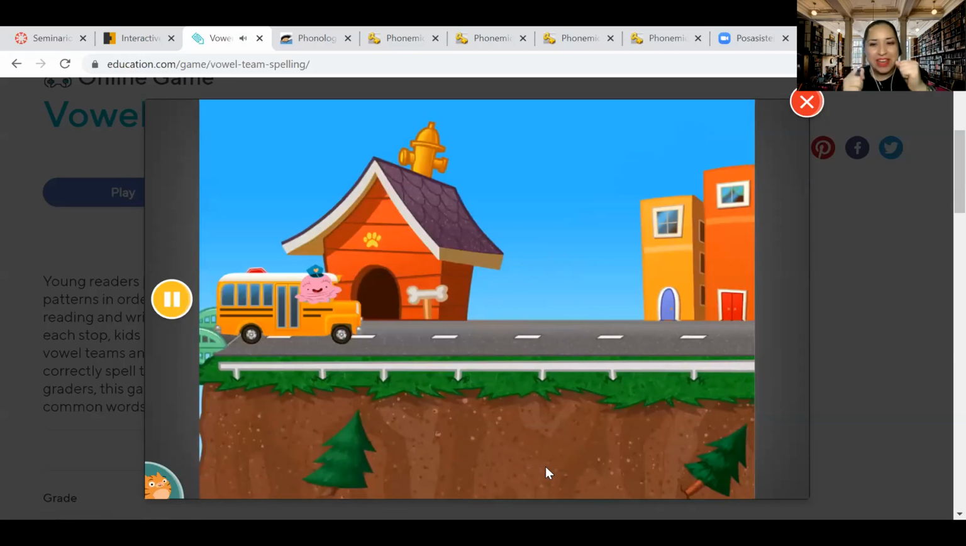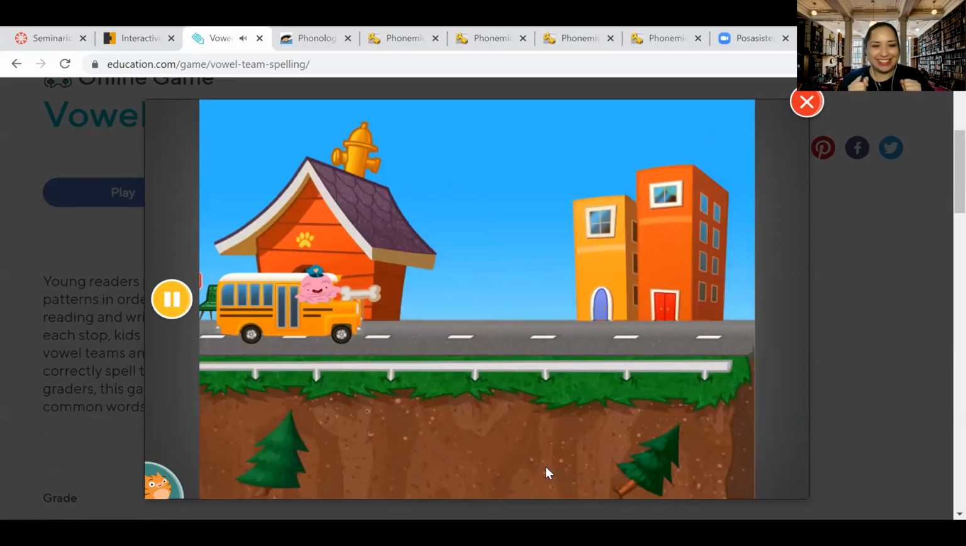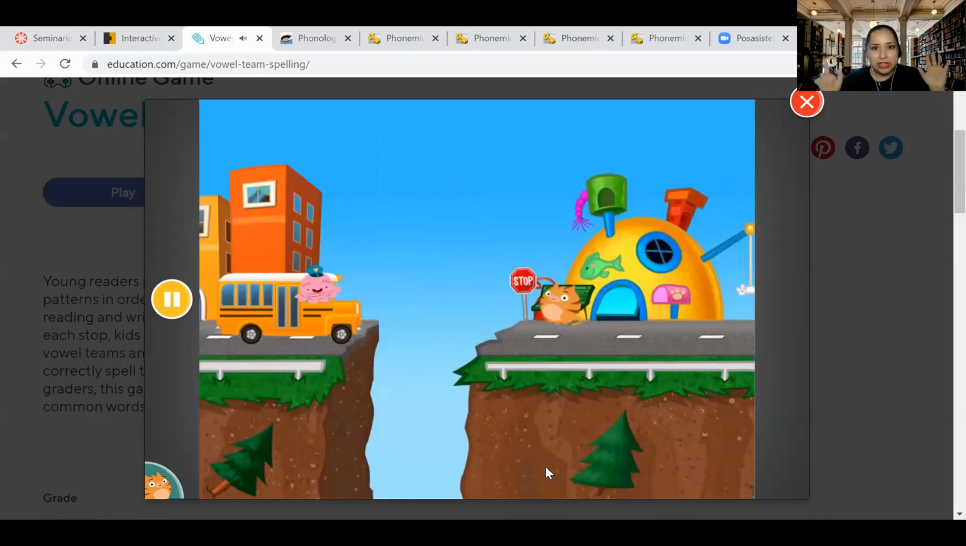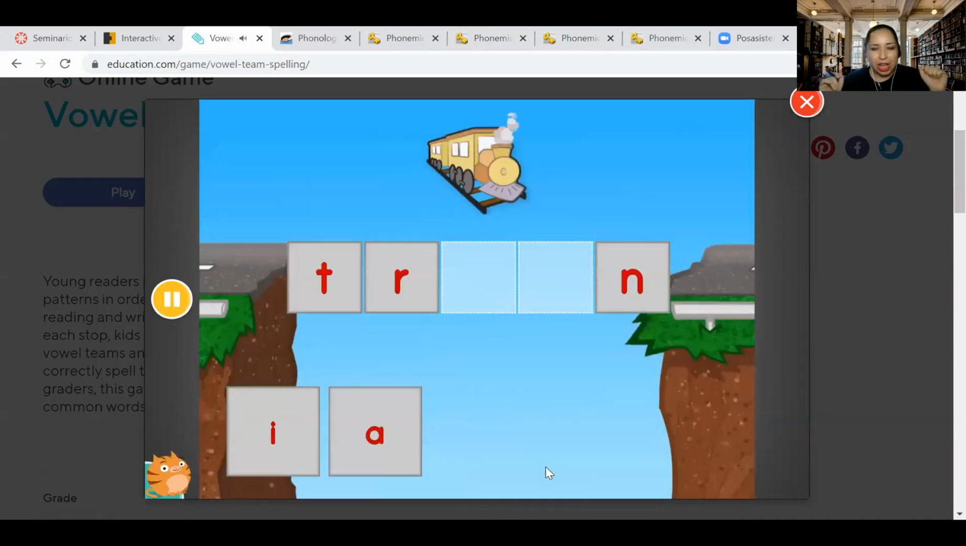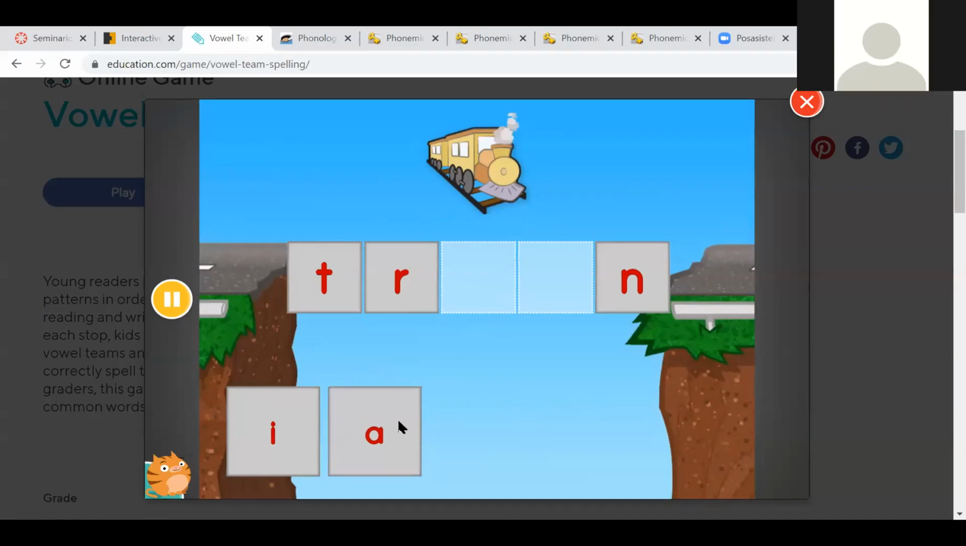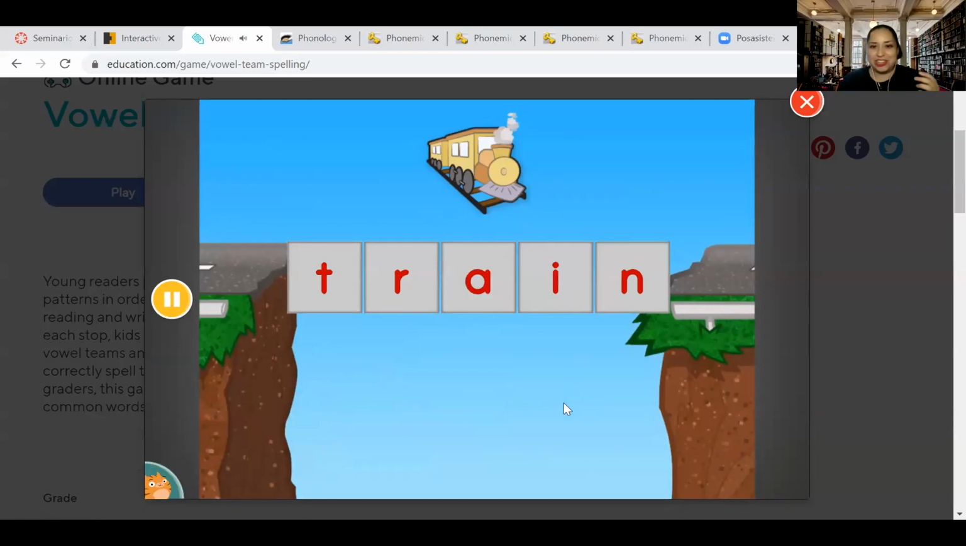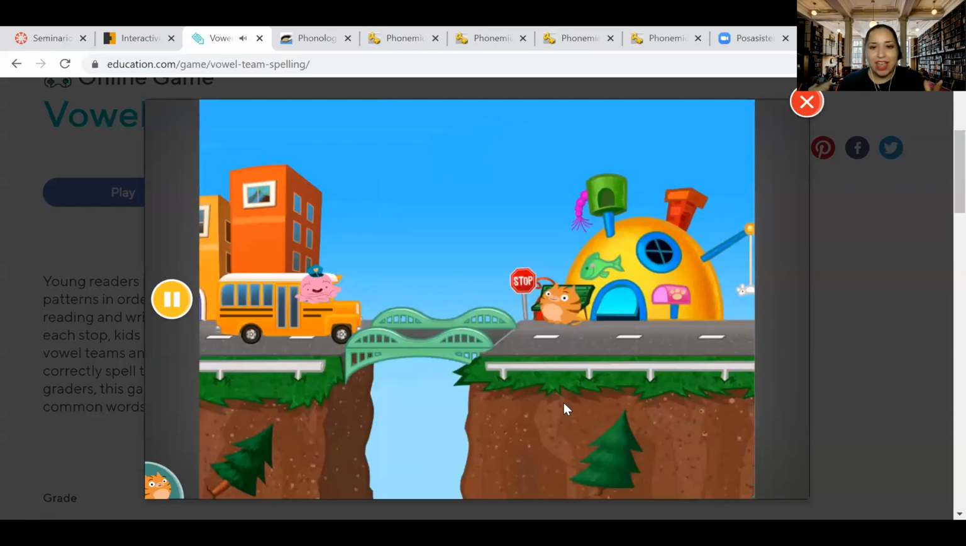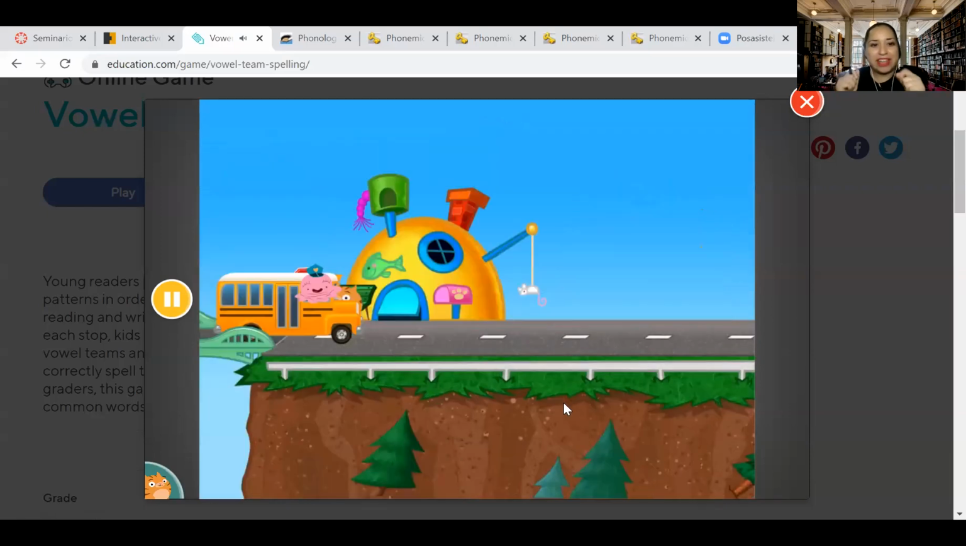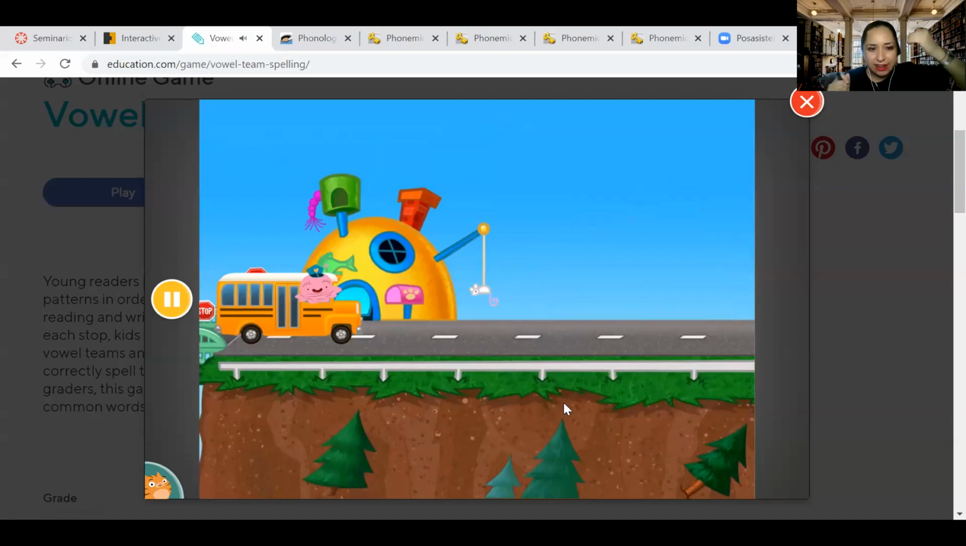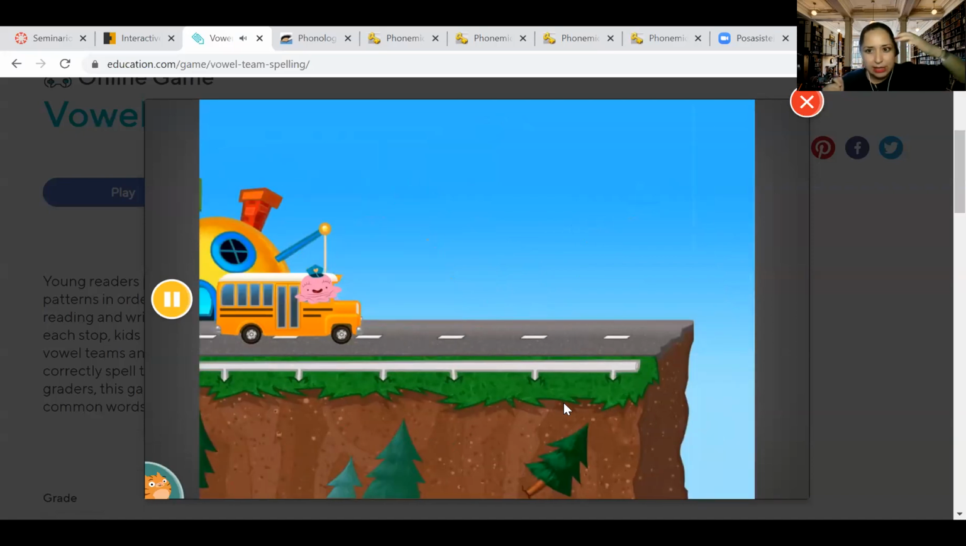So it keeps on going. There's another little animal that went in. There's no bridge. Train with the sound. So you see the sound, then you have the vowels. What's the order? Train. What sound? A-I. A, I. Train. It keeps on going. There's another little animal there. It's getting on the bus.